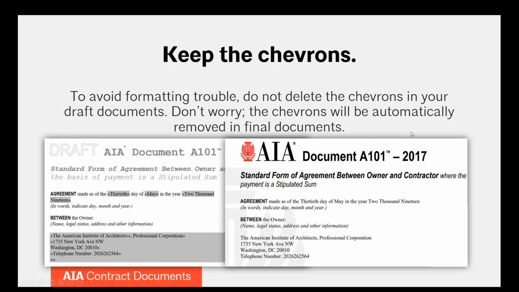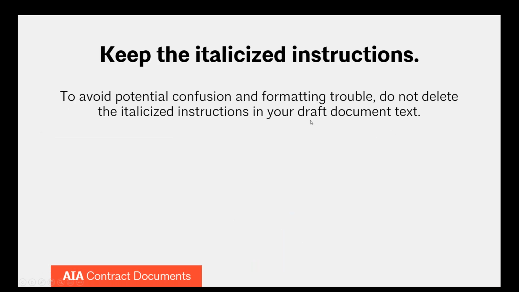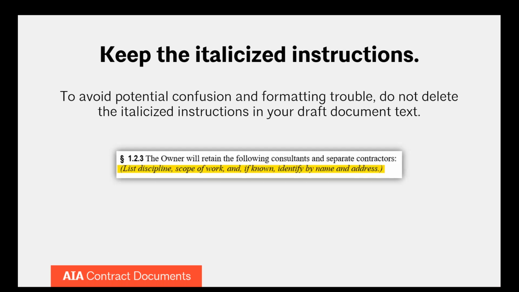The next tip I'm going to give you when you're editing a draft document in Microsoft Word is keeping the italicized instructions. As you work your way through filling out an agreement, you're going to see a series of italicized instructions just like this. And these are going to show up anytime you have to manually fill something out in the contract.